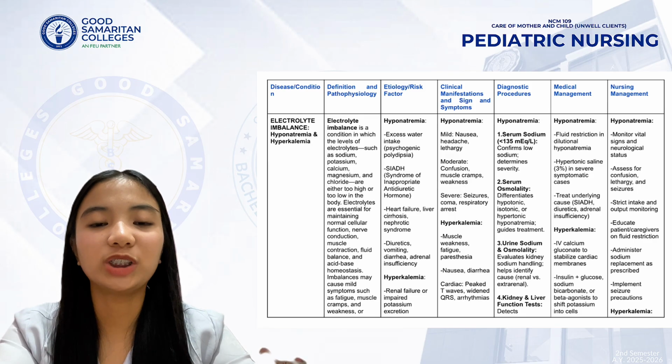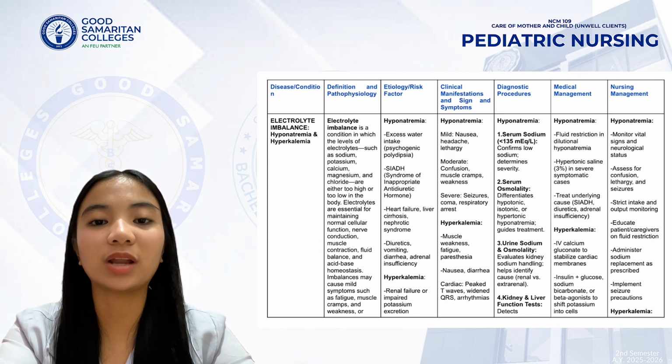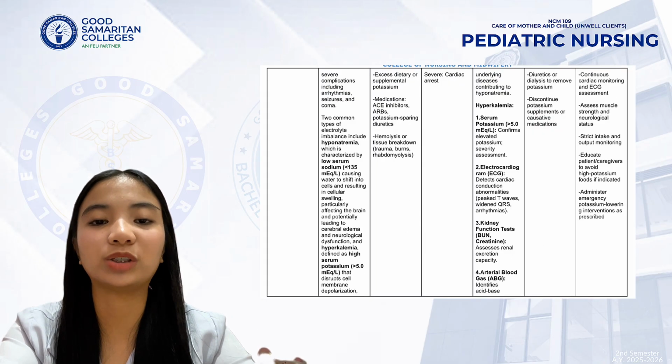The medical management of hyperkalemia is focused on stabilizing cardiac function and lowering serum potassium levels. Intravenous calcium gluconate is administered to stabilize the cardiac membrane and reduce the risk of life-threatening arrhythmias. Insulin combined with glucose is given to promote the movement of potassium from the extracellular space back into the cells, thereby lowering serum potassium levels.